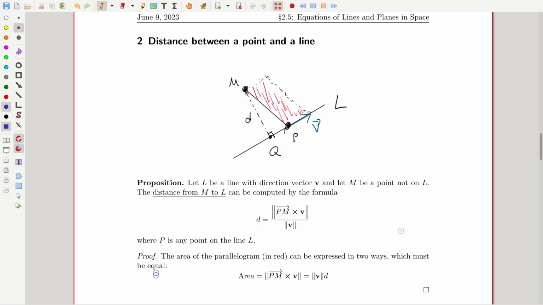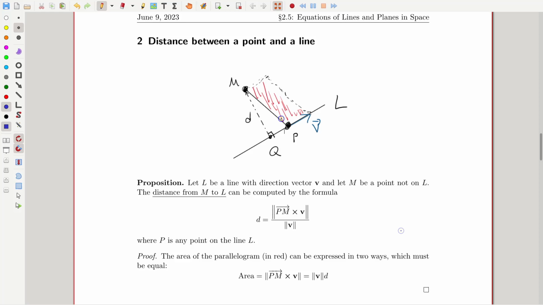The book doesn't cover this very well, so I've sort of reworked the way to present this information. So, okay, the proof. Let's talk about why this formula makes sense. It boils down to considering the area of this parallelogram in red and just writing the formula for the area of this parallelogram in two different ways.